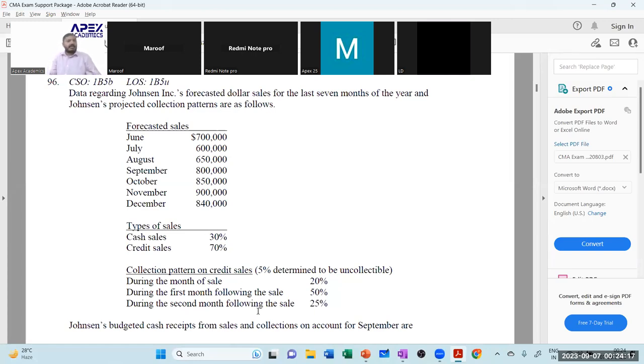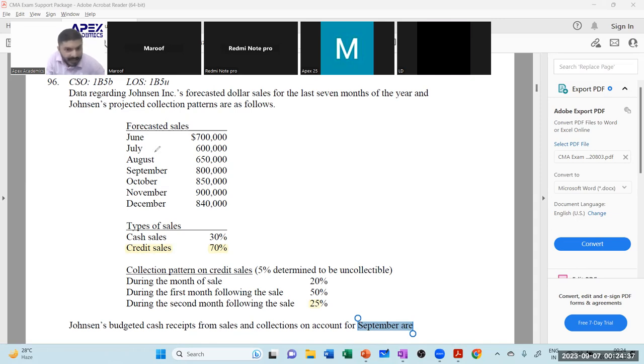30% are cash, 70% are credit. But how does the credit get itself collected? During the month of sale, 20%. Next month, 50%. The second month following the sale, 25%. For September, what are your collections? Okay. I will write down September.